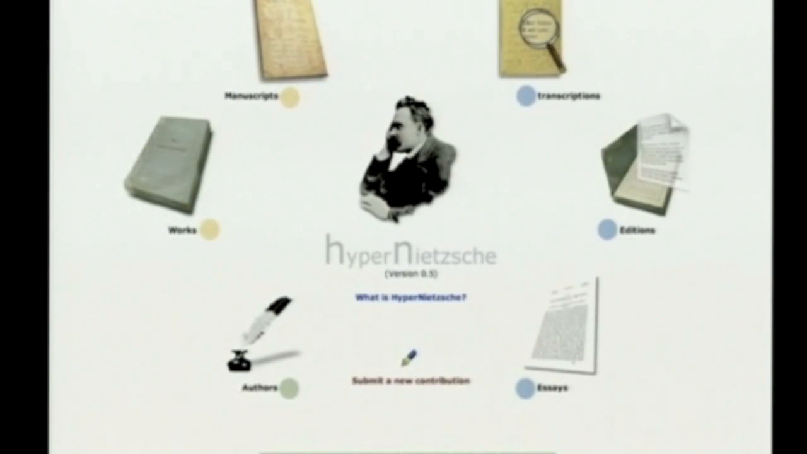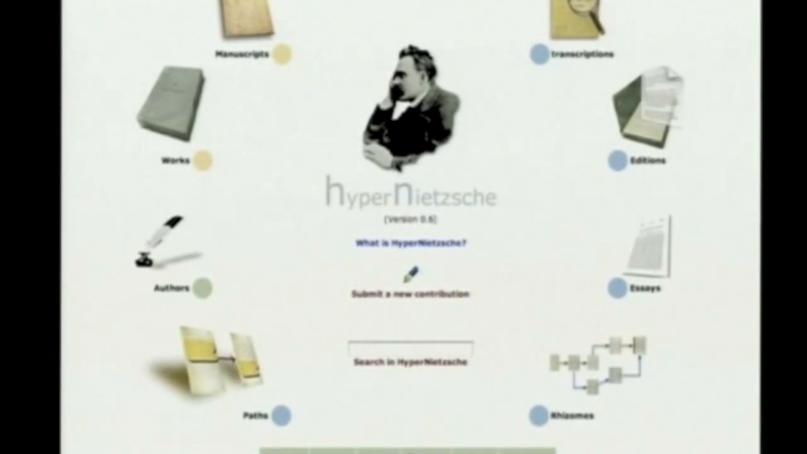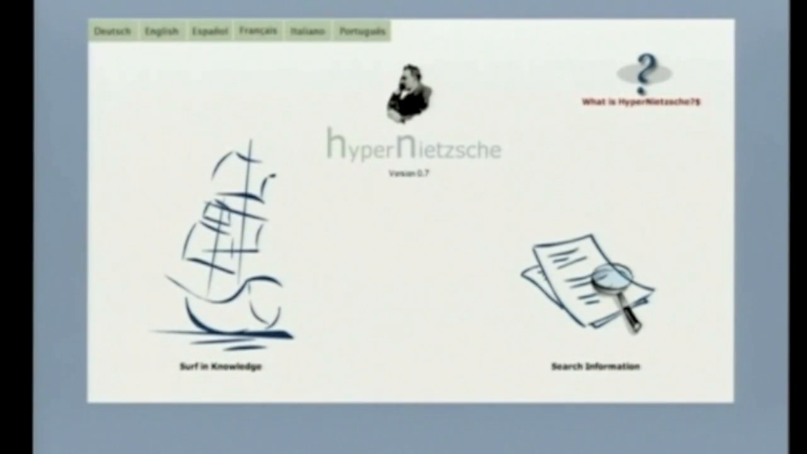You can see this is version 0.5, and then version 0.7, and then we also experimented with another kind of homepage, with a distinction between surfing knowledge and searching information. You know, it was the time of Google, and people wanted to search for words. But finally, at the end of 2007, we decided to radically modify the interface and the conception of the website, and to mark this turning point, we changed the name of the project from Hyper Nietzsche to Nietzsche Source.